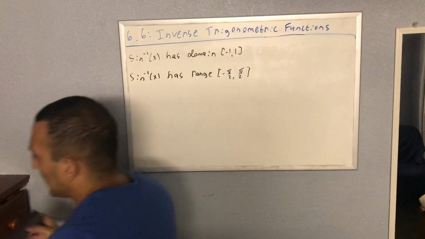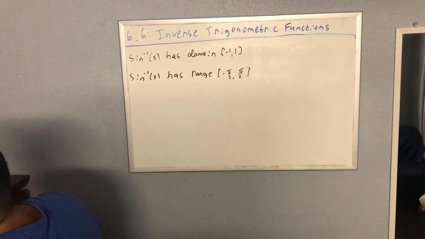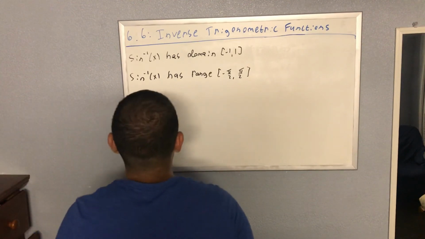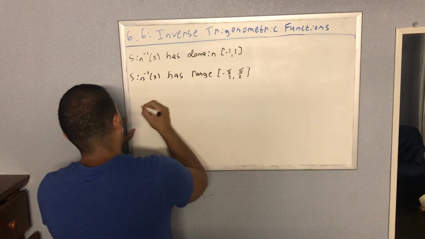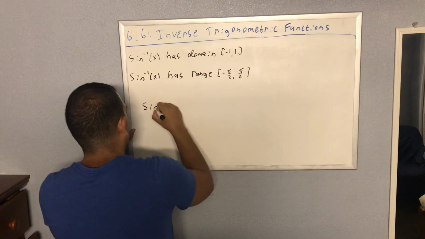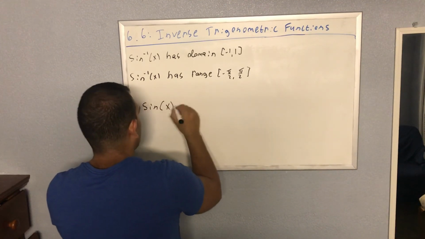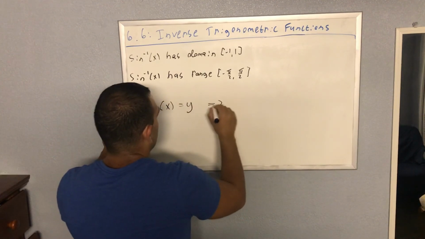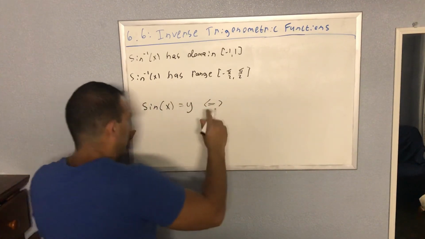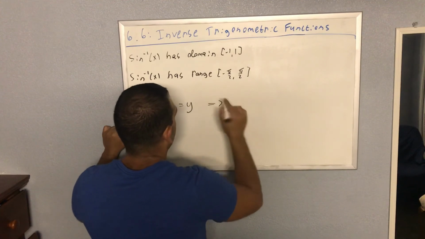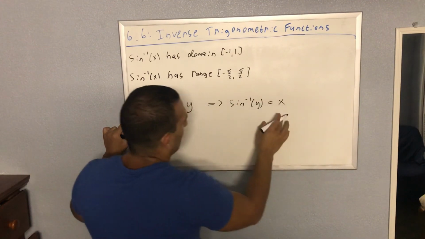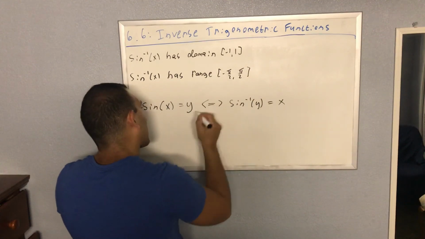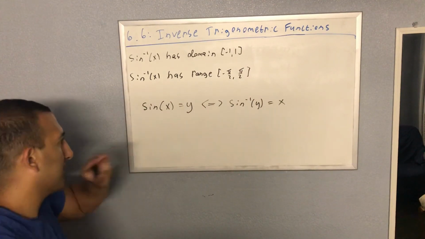So maybe let's see how we compute this, and that'll really solidify things for us. But again, we have the same relationship that we always have for any function and its inverse: if sine of x equals y, this would imply that sine inverse y equals x, or if this is true, it backwardly implies this. It also implies that.